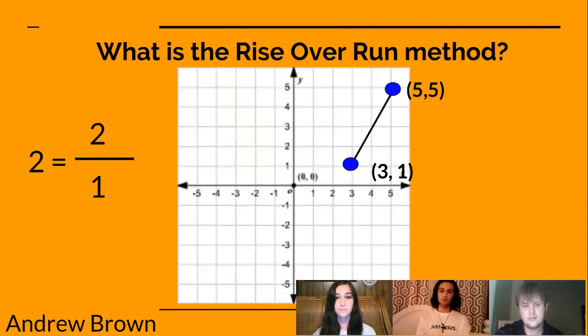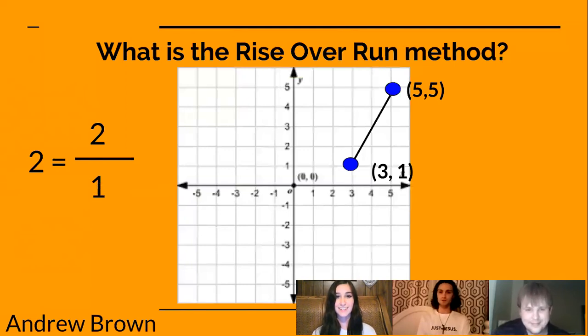But from that point that you just ran into, you can follow the same steps and run directly into the point (5, 5). So this is a great checking method to make sure that you've calculated the slope correctly. So yeah, thanks for asking the question.